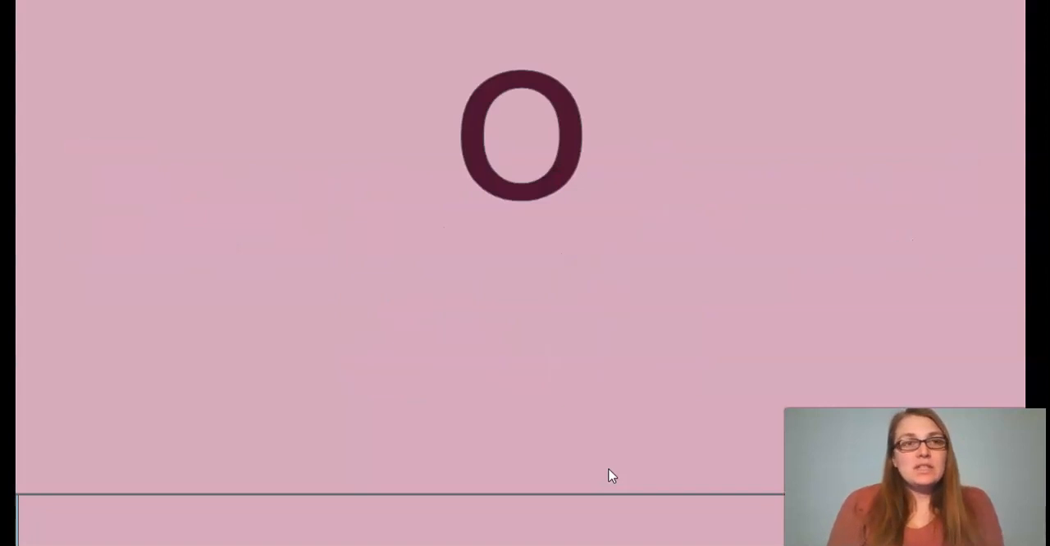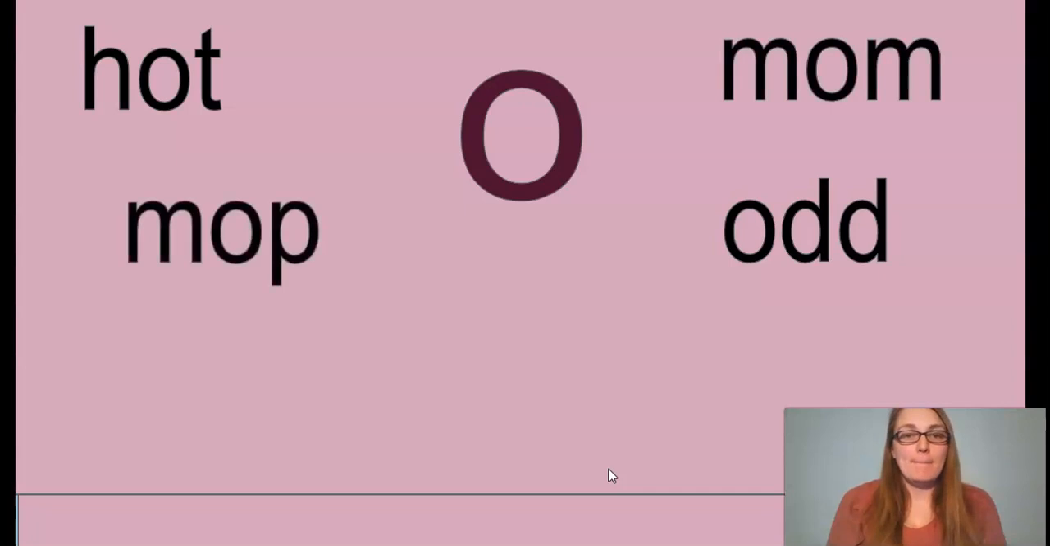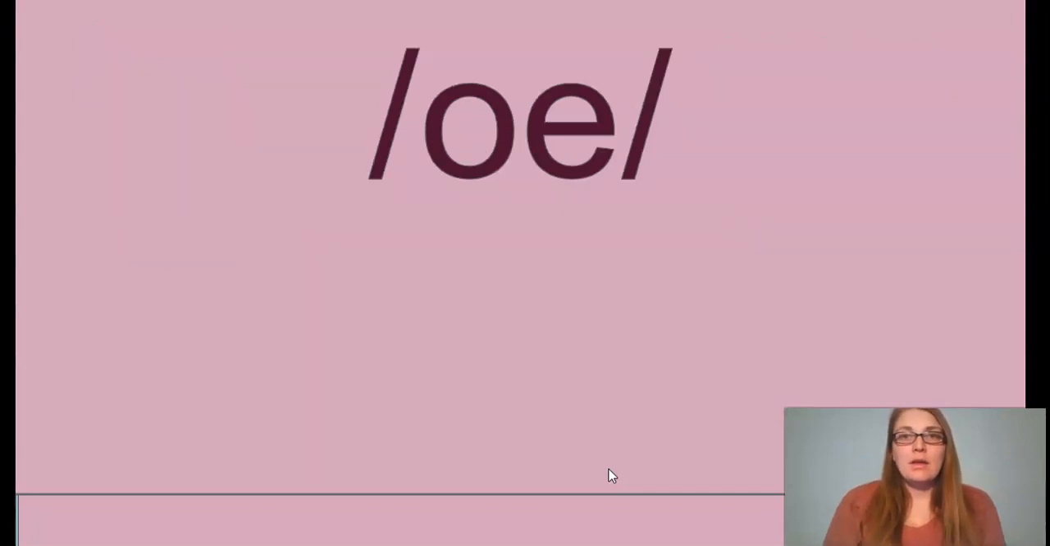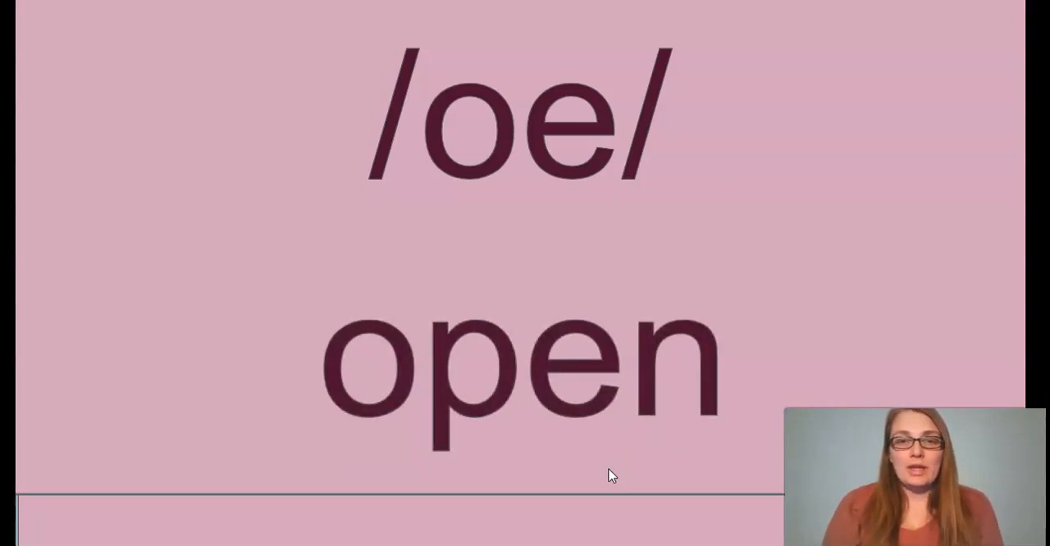Okay, so when you see the letter O in a word, up until this point, we've talked about it sounding like ah, like in hot, odd, mom, mop, sock, and pod. But it can also sound like O, like in the word open. Say that with me, open. Do you hear the O sound?